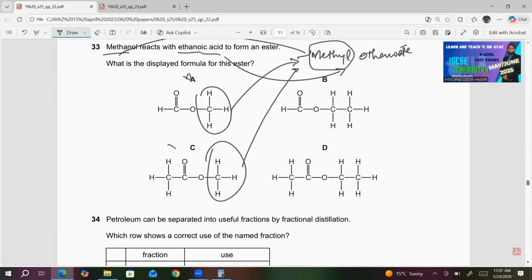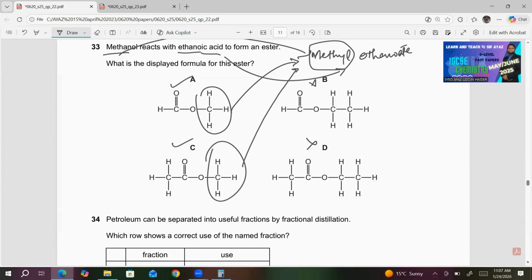So either A is correct or C is correct. Both B and D are incorrect. They are saying methyl ethanoate. Ethanoate means you must be having two. Sorry. Either A is correct or C is correct. B and D are wrong.